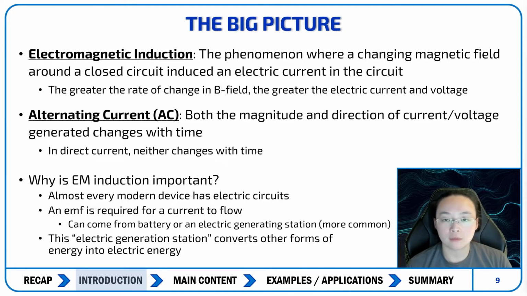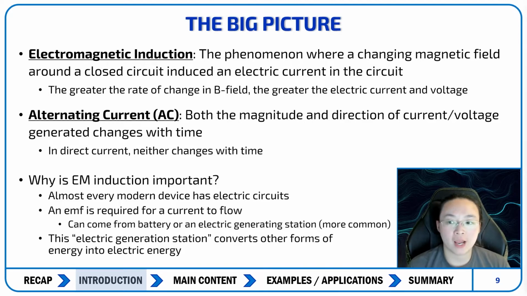So from that, we now ask, why is E&M induction important? Every modern device has electric circuits, and EMF is going to be required for a current to flow. And that can come from a battery or some kind of electric generating station, which is a little bit more common, like a generator. So this converts other forms of energy into electric energy.